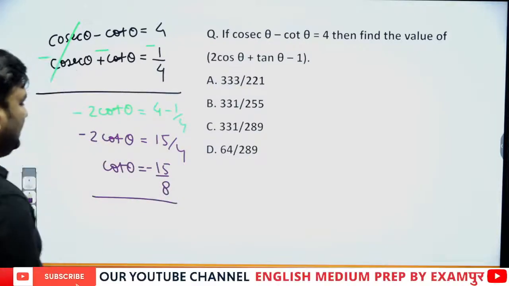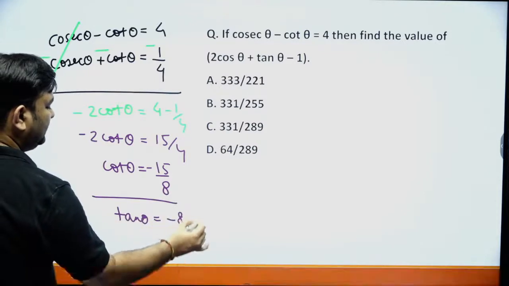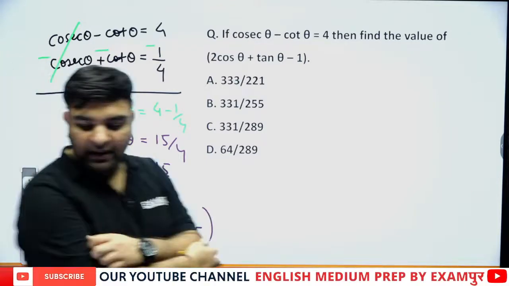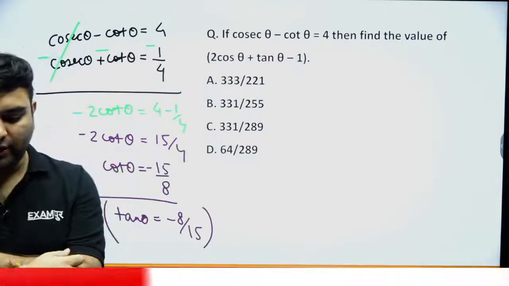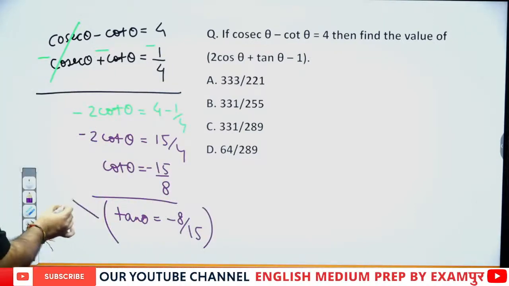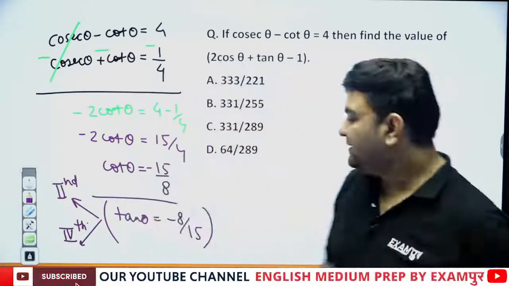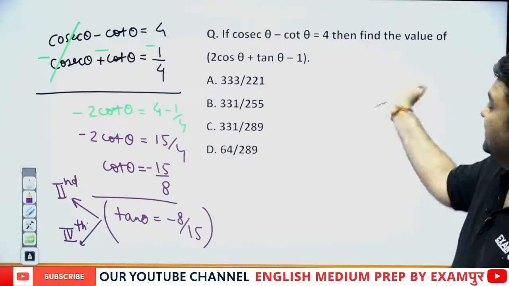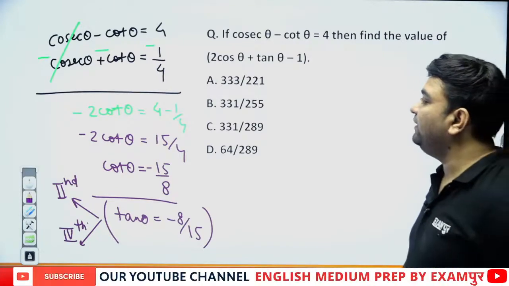If cot is negative, tan is also going to be negative. Tan is minus 8 by 15. I think I have not taught you the quadrant yet. So today the time has come when I will teach you the quadrant as well. Tan negative means either second quadrant or fourth quadrant. Negative should not have come, but let's see why it has come up. And there is nothing mentioned about the quadrant as well.